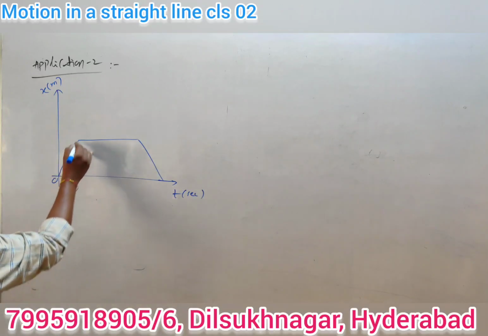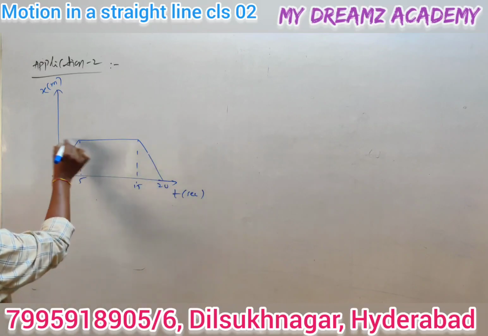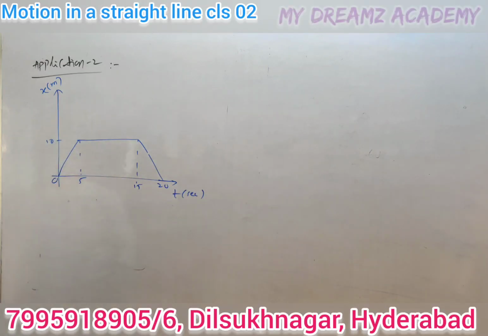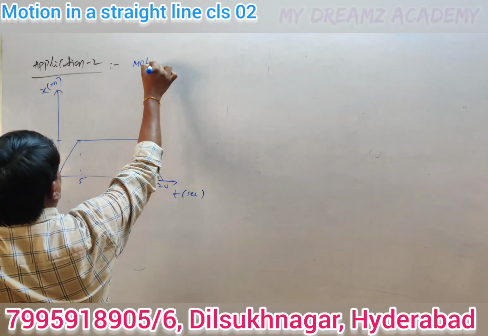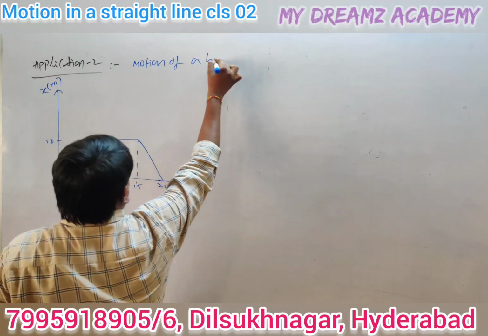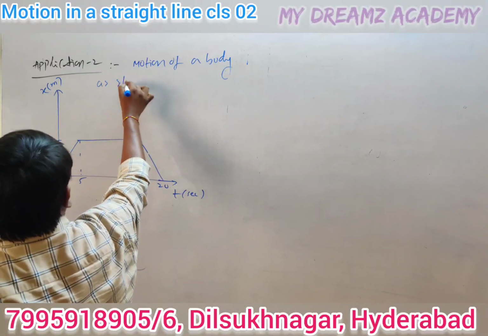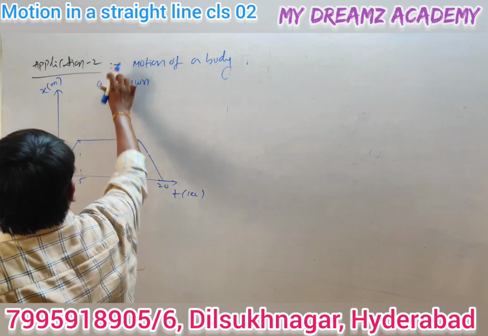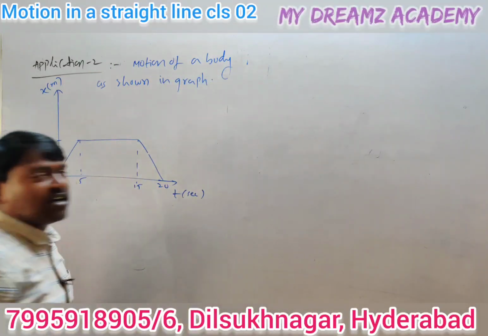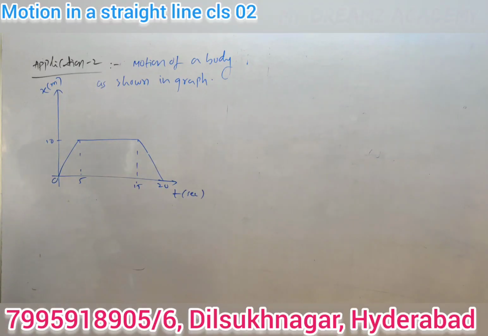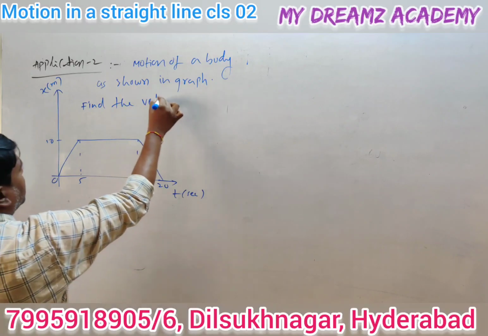Suppose this is 0. Now this is 5. Now this is 15, 20. Now this value is 10. So this is the motion of a body as shown in the graph. Now find the velocity of the body.